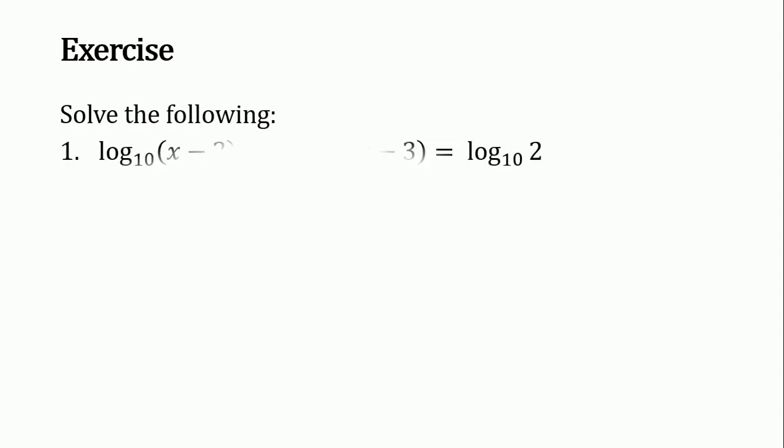So, exercise. Solve the following. The first question is log x minus 2 base 10 minus log 2x minus 3 base 10 is equal to log 2 base 10. So you need to find the value of x. The first example can assist you to solve this, whereby you have log of (x minus 2) divided by (2x minus 3) base 10 equals log 2 base 10, and the log base 10 can cancel out, and you have a simple equation which you need to solve to get the value of x.